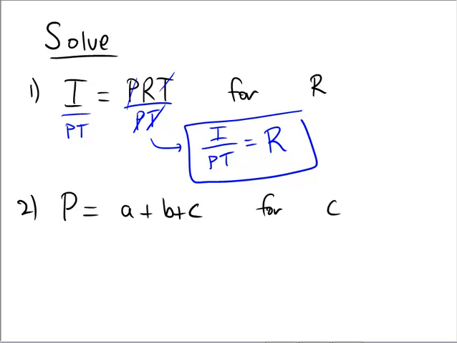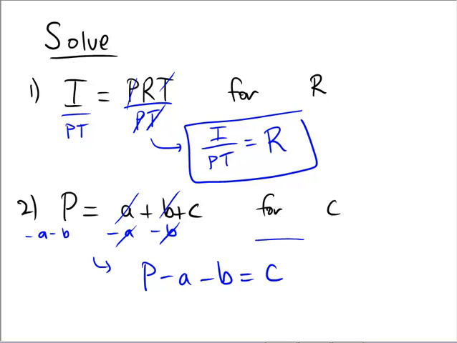Perimeter equation here for a triangle. P equals a plus b plus c. They want us to solve for c. So we don't want the a and we don't want the b. So I'm going to subtract those from the right-hand side. Whatever we do to the right, we must also do to the left. So it looks like the result here is going to be p minus a minus b. And on the right-hand side, after cancellation, all that's left is the letter c.